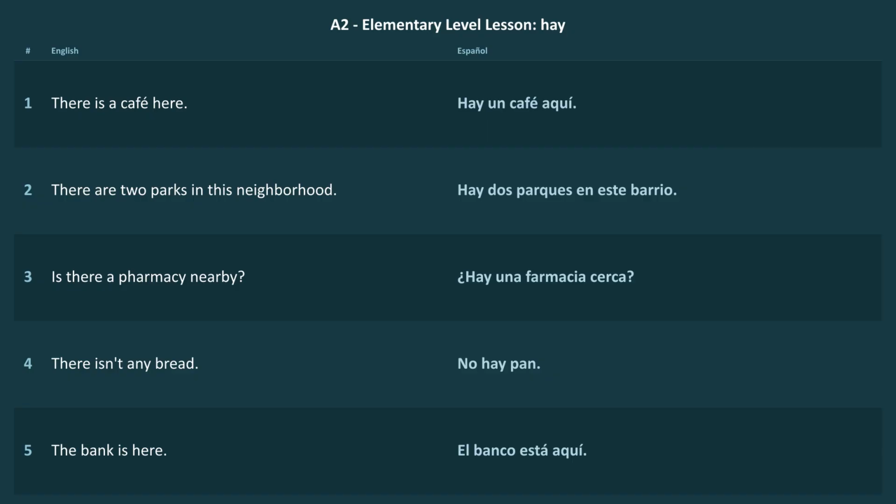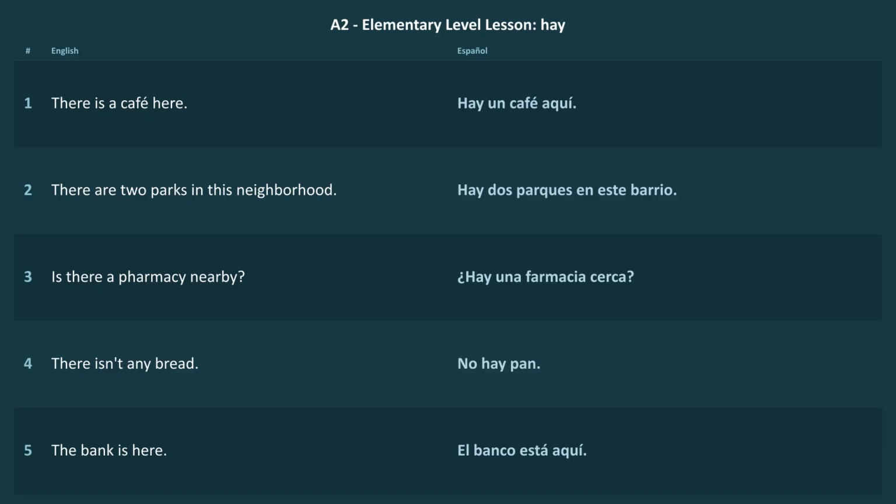Now, a common mistake: using está when you should use hay. For example, if you walk into a room and want to say there is a chair, don't say está una silla. Say hay una silla. Why? Because you're introducing the chair. But if both people already know which chair, then la silla está junto a la ventana. The chair is next to the window.